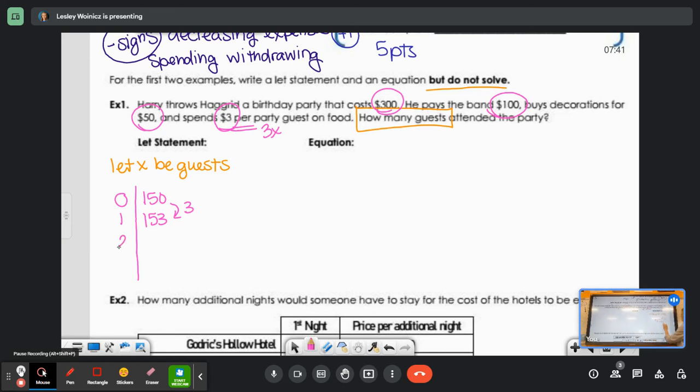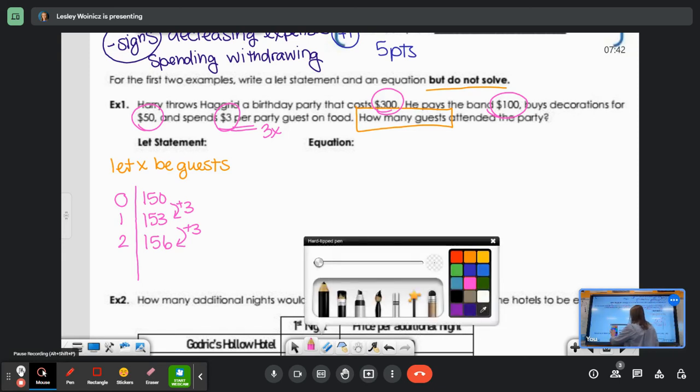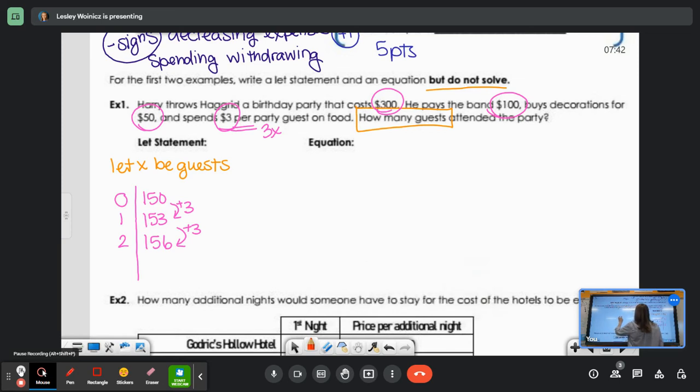Okay, if we have 2 people, it's going to be $156. We're going to add 3 again because we've got another guest. Okay, so it's not just adding 3 once, it's repeatedly adding 3 for each additional guest that we have at this party. So we have to have the X with the 3 compared to the other numbers. We don't need an X. Cool?